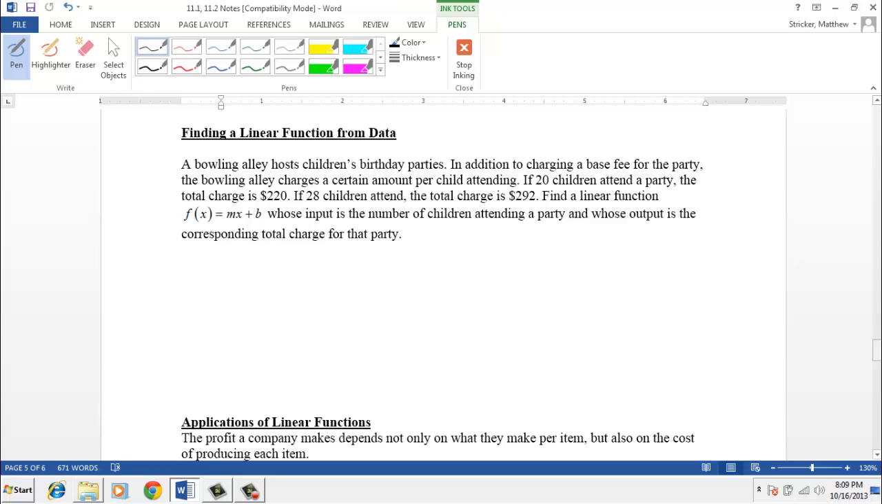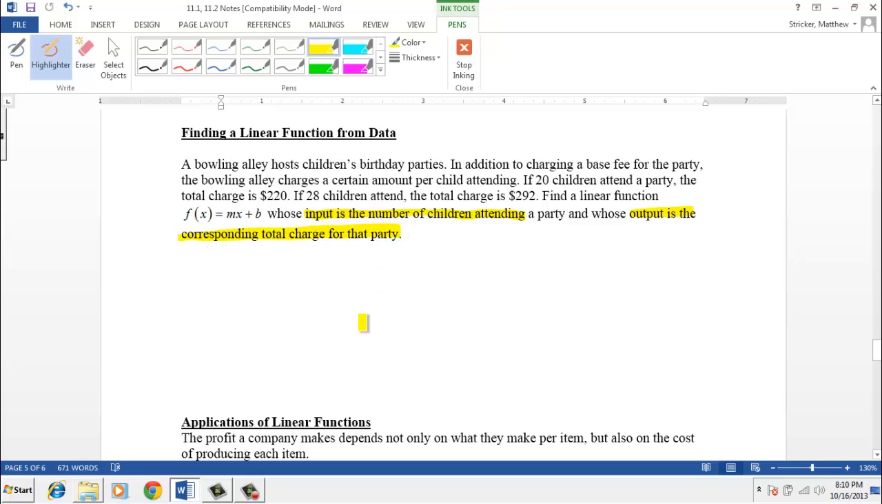And they give a couple of hypotheticals here. It says that if 20 children attend the party, the total charge is $220. And if you have a bigger party, if you have 28 children attending, the total charge is $292. It says find a linear function f of x equals mx plus b whose input is the number of children attending and whose output is the corresponding total charge for the party.